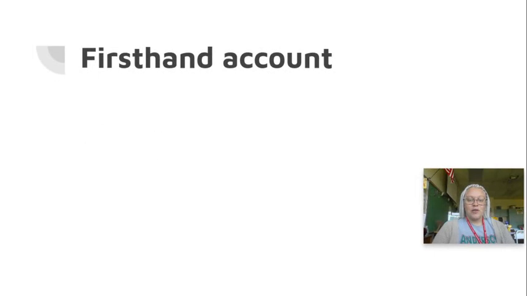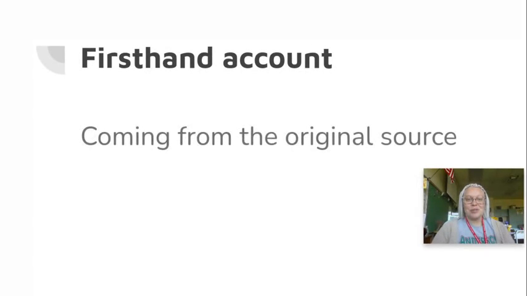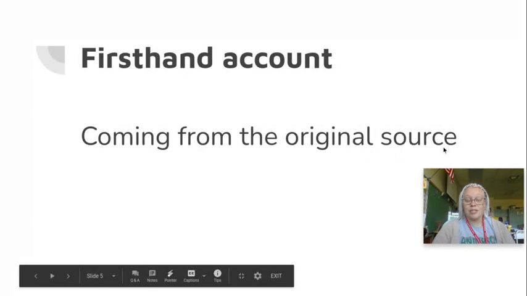Your next word, hopefully you guys are getting good at these last 2. A first-hand account comes from the original source. So a first-hand account comes from someone who experienced a topic or an event. Think of the Ruby Bridges stories from this week. Ruby Bridges wrote the story Through My Eyes, and I read you guys a couple little pieces from that story. That's a first-hand account because it comes from the original source, who is Ruby Bridges.